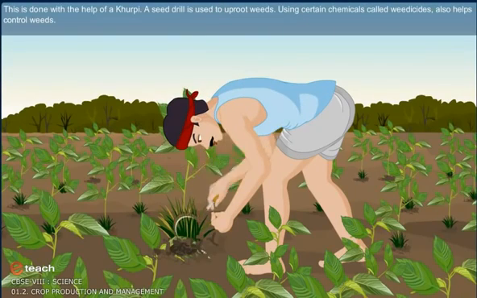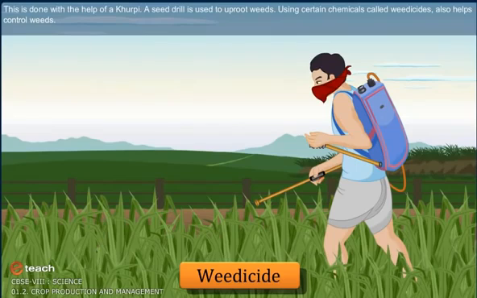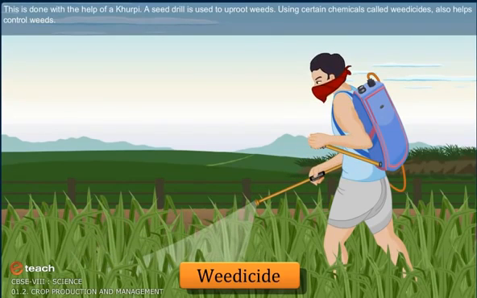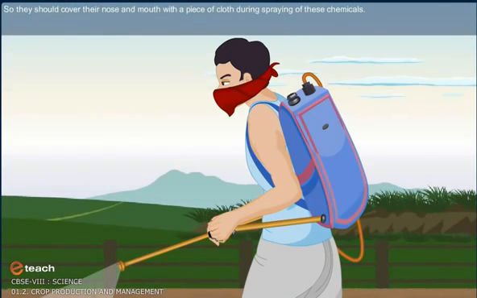This is done with the help of a khurpi. A seed drill is used to uproot weeds. Using certain chemicals called weedicides also controls weeds. These are sprayed in the fields to kill the weeds. They do not damage the crops. Spraying of weedicides may affect the health of farmers, so they should cover their nose and mouth with a piece of cloth during spraying of these chemicals.